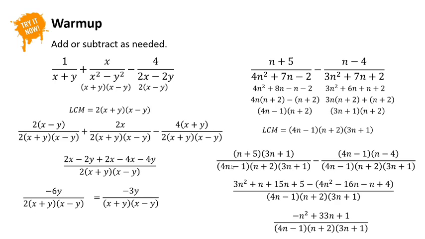In converting these two fractions together, we have to multiply top and bottom of this first fraction by the factor of 3n plus 1, and here we have to do the same thing with the factor of 4n minus 1. We then are able to combine these things into a singular rational expression in which we combine everything up and combine like terms, and we are left with this.